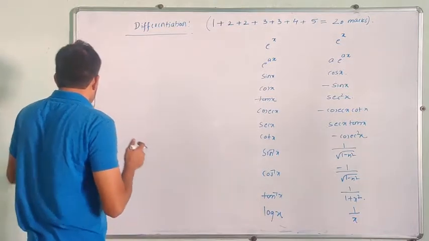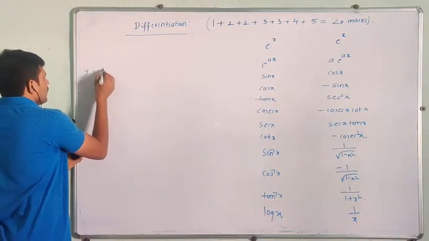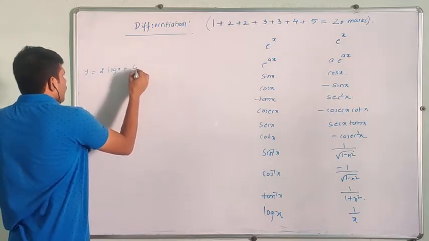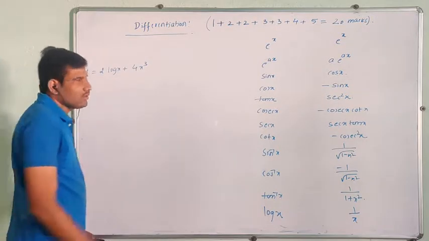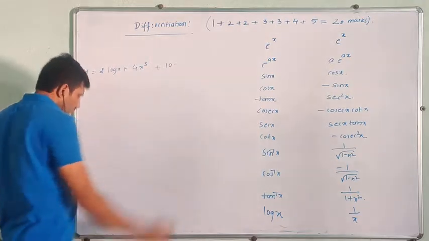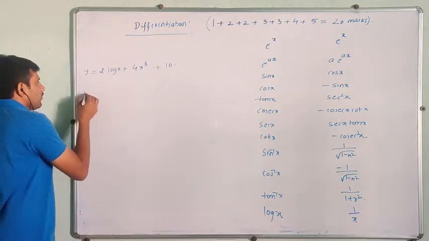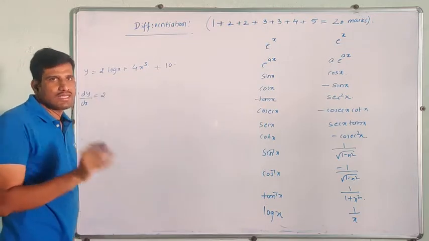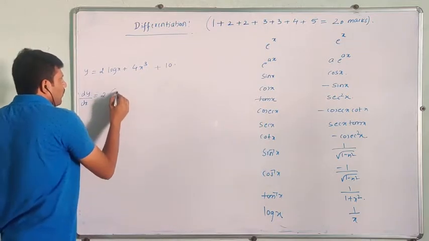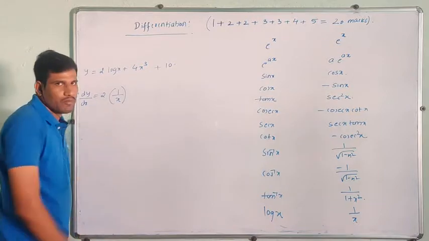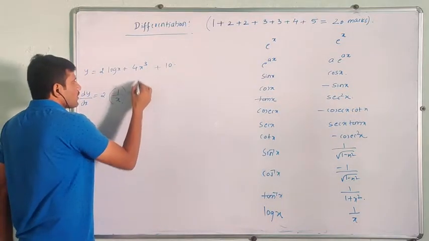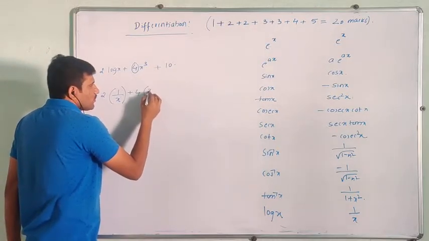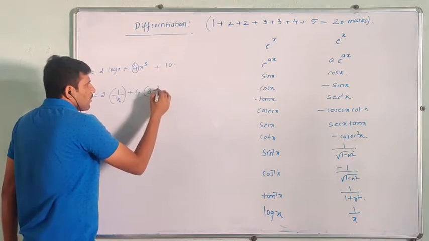See, y is equal to 2 log x plus 4x cube plus 10. Differentiating, dy by dx is equal to 2, this constant you have to write as it is because it is a product. The derivative of log x is 1 by x. Plus, 4 is a constant, you have to write as it is because it is a product. The derivative of x cube, the derivative of x raised to n is n into x raised to n minus 1.